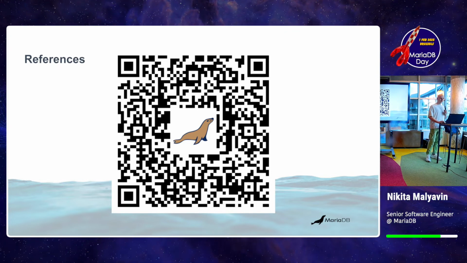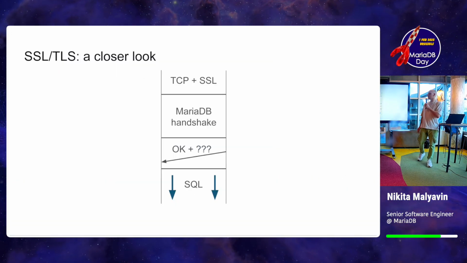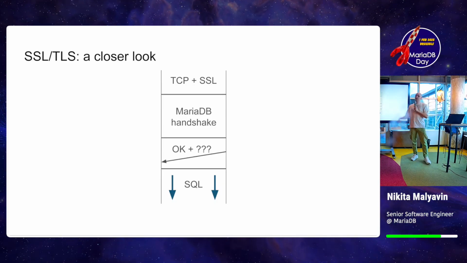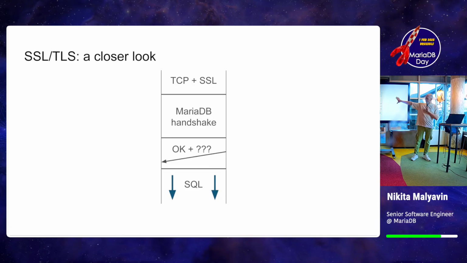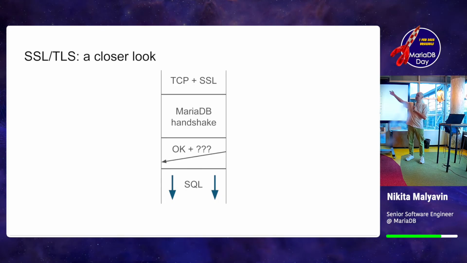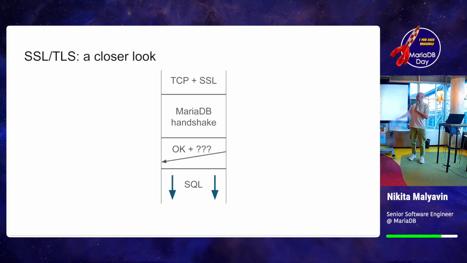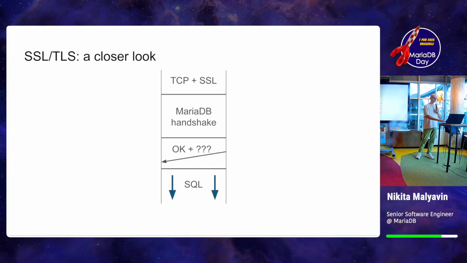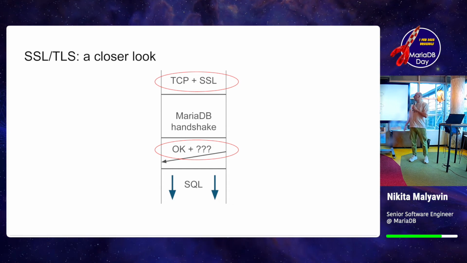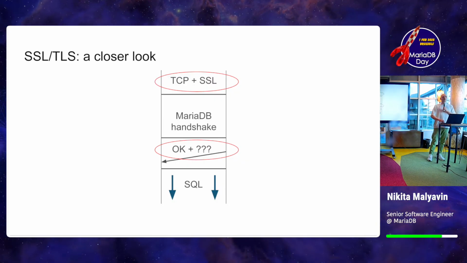So let's move further. Now, as I've covered most of the MariaDB handshake part, let's recall the grand structure of our handshake. First, we have TCP and SSL, then MariaDB, then some OK and something else. What something else we will see soon enough, and then SQL. Now let's focus on the TCP and SSL part, or actually TLS.